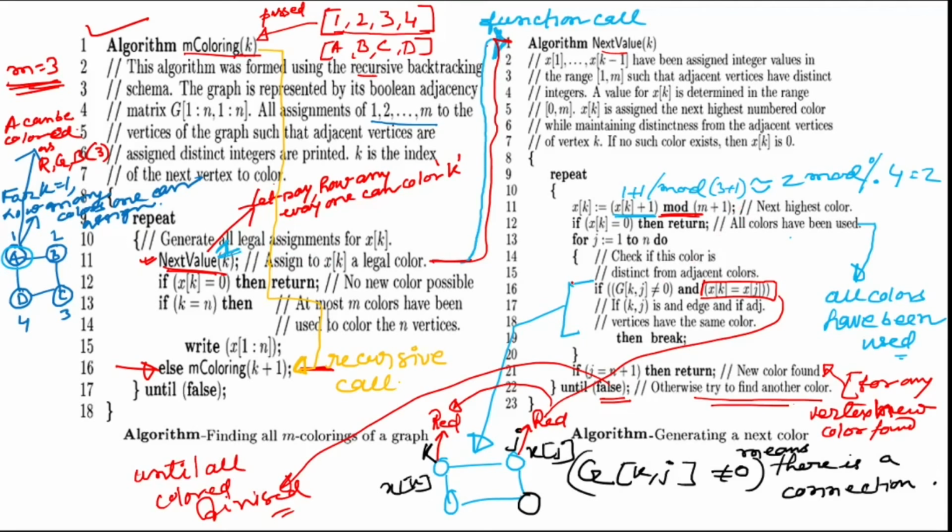And this is one interesting thing in this function. G of k comma j is not equal to 0, that means there is a connection between the 2 nodes. And if the colors are also the same and the connection is there, then it will break. That means if both have the same color, red, this is the situation. Let's say this is xk, this is xj. G of k, j not equal to 0, connection is there. If they are also the same red color, then it will break. It won't proceed further. It will try other adjacent vertices. Okay, so this is the algorithm.